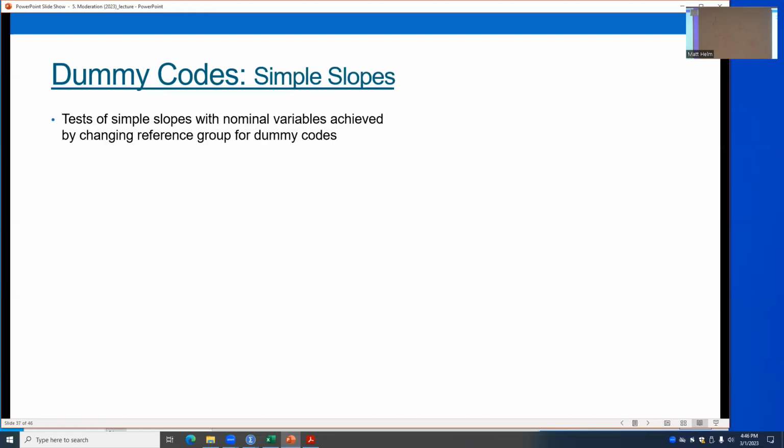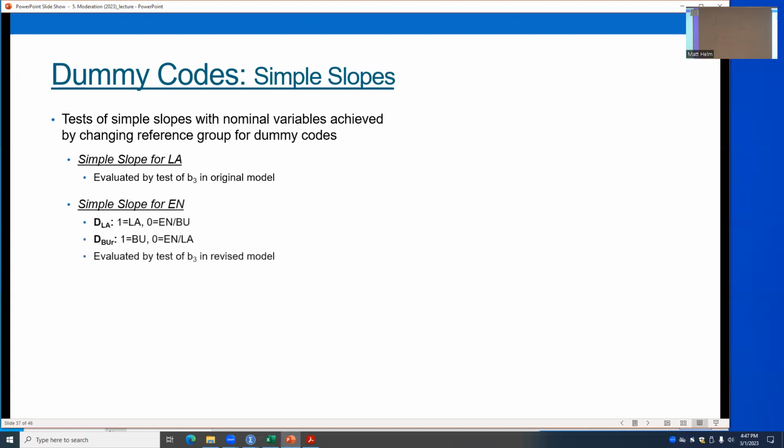So then if I want to go through and test my simple slopes with my dummy codes, all I'm going to do is the same thing we did for the opiate example. I just start changing around who my reference group is. Okay. So my simple slope for liberal arts is just the test of B3 in my original model. The unique effect of GPA on starting salary when everything else is held constant at 0. That's my folks who are in my liberal arts group, right? Simple slope for engineering, right? How am I going to get a simple slope looking at the effect of GPA on starting salary for engineers?